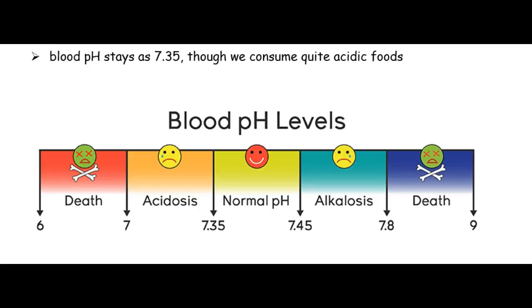Our blood pH stays at about a level of 7.35, which is just a little bit on the alkaline side of normal, even though we can consume tons of acidic food, right? Like vinaigrette on a salad, for example. And if our blood pH levels go too far outside that range, we die. So why is it that despite the fact that we're eating foods of various pH levels, our blood pH tends to remain in and around 7.35?